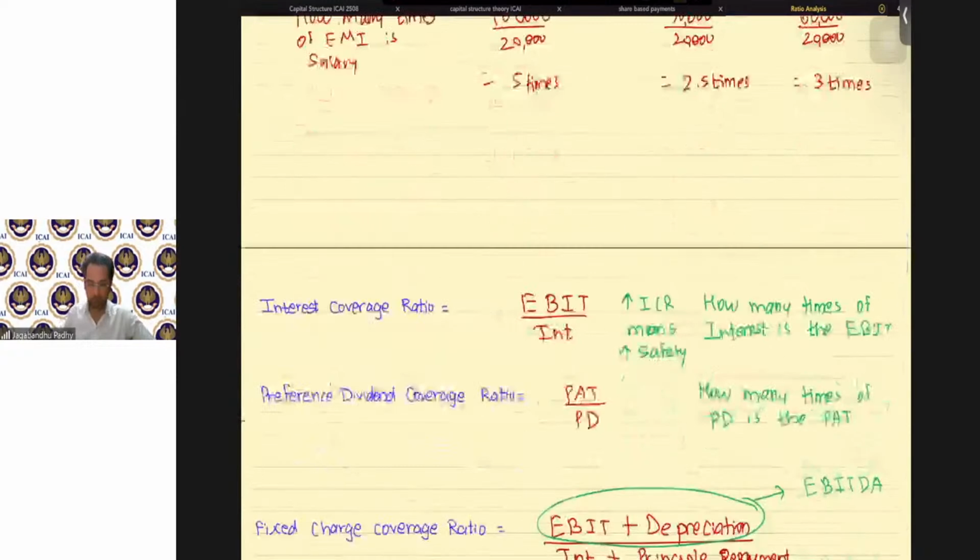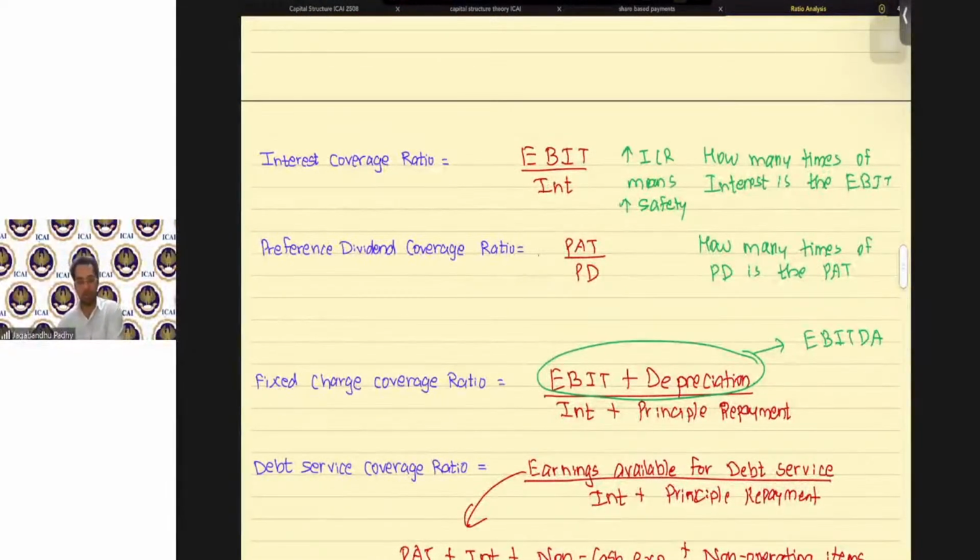Then we also say what is the capability of the company to honor the payments. First is interest coverage ratio, if the company has a greater capability to pay interest. Second is preference dividend coverage ratio, which was PAT upon preference dividend, which said about what is the capability of the company to pay preference dividend. Similarly, fixed charge and debt coverage ratio were taking into consideration the interest as well as the principal repayment.